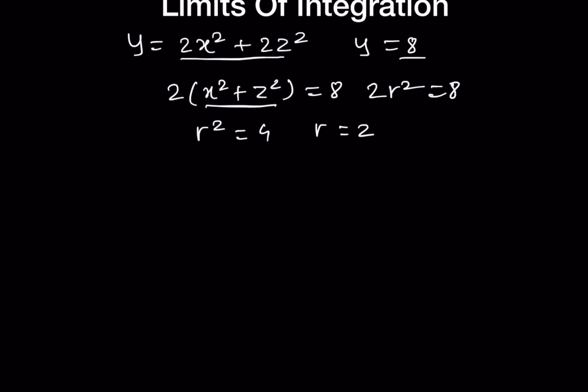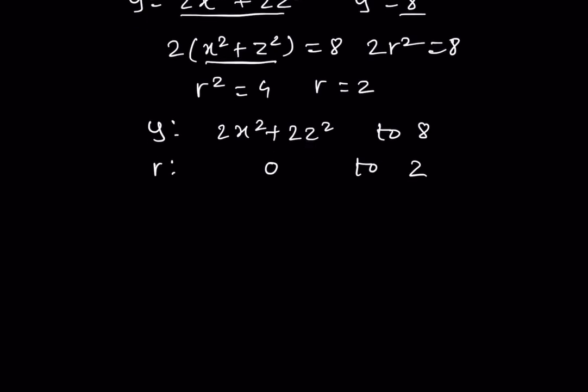Thus, we can write the limits now. Y limits are 2x² + 2z² to 8. R limits are 0 to 2. And theta limits will always be 0 to 2π.